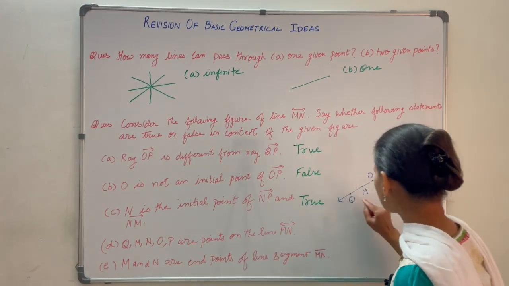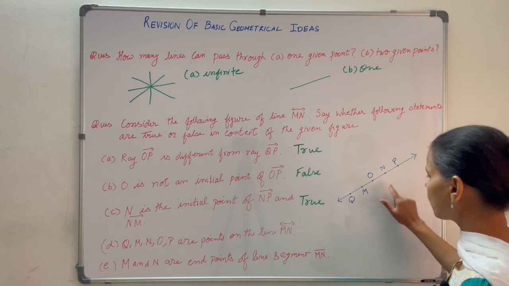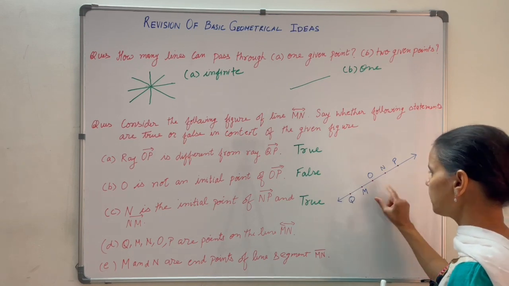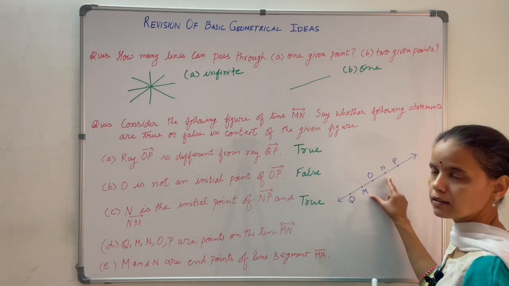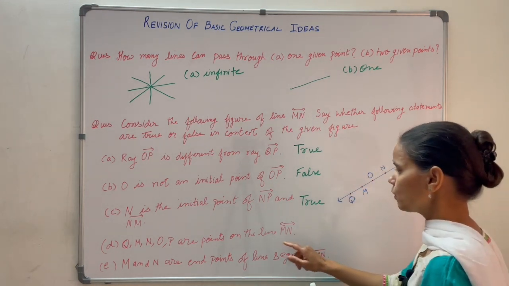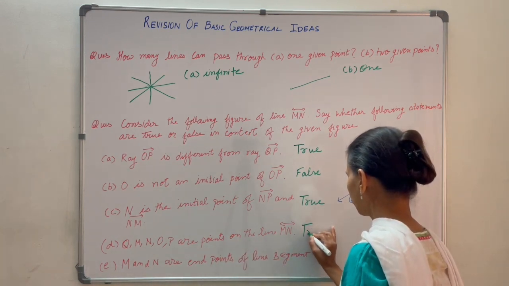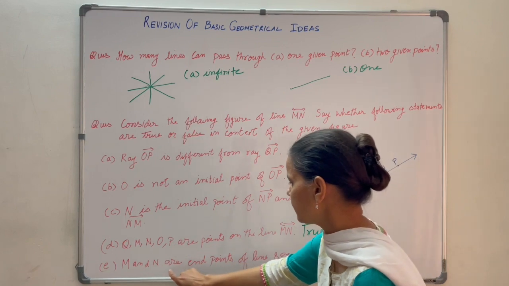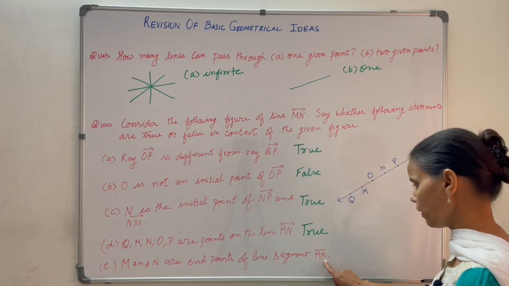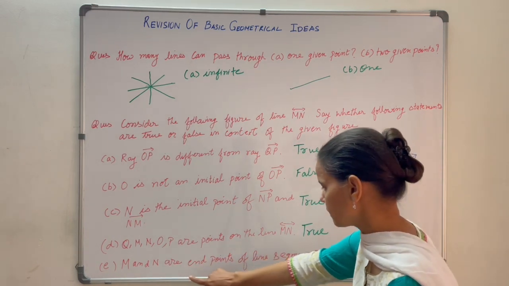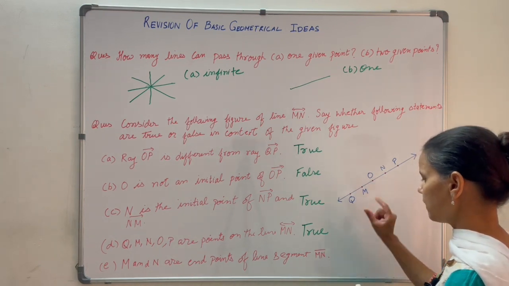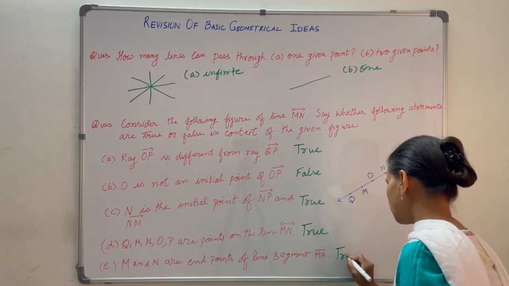Q, M and O, P are points on line MN. You can take any point on this line and name the line. They have taken M and N as the points and named this line. On this line, you can see all these points are on the line. So the answer here is true. M and N are the endpoints of the line segment. Yes, because that is how you name it. You take the endpoints M and N, which they have written here, and then you name it. So MN is the line segment here. They are the endpoints of this line segment. So the answer is true.